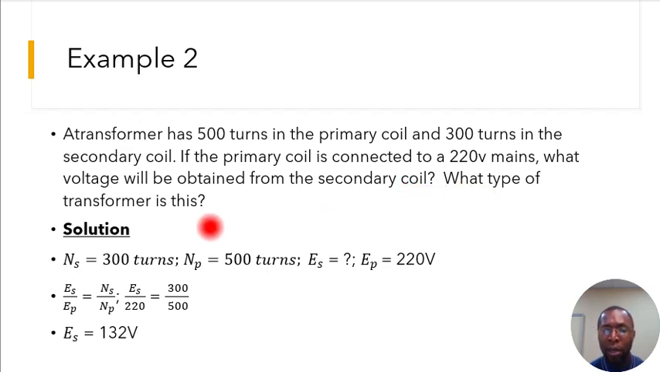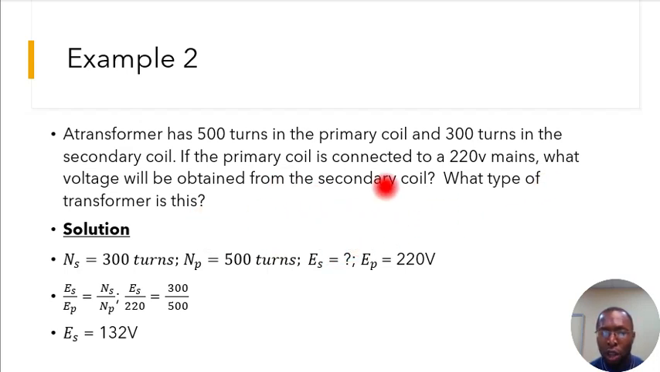And what type of transformer is this? Of course, let's quickly answer the last question. Because the number of turns in the primary coil is more than that in the secondary coil, this transformer is step down. Whenever the number of turns in the secondary coil is less than that in the primary coil, that is a step down transformer. Now let's go on to answer the question.